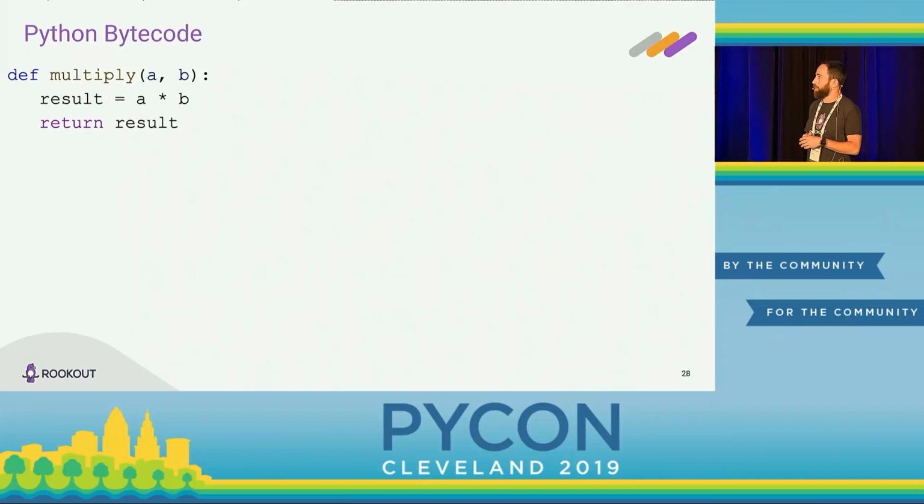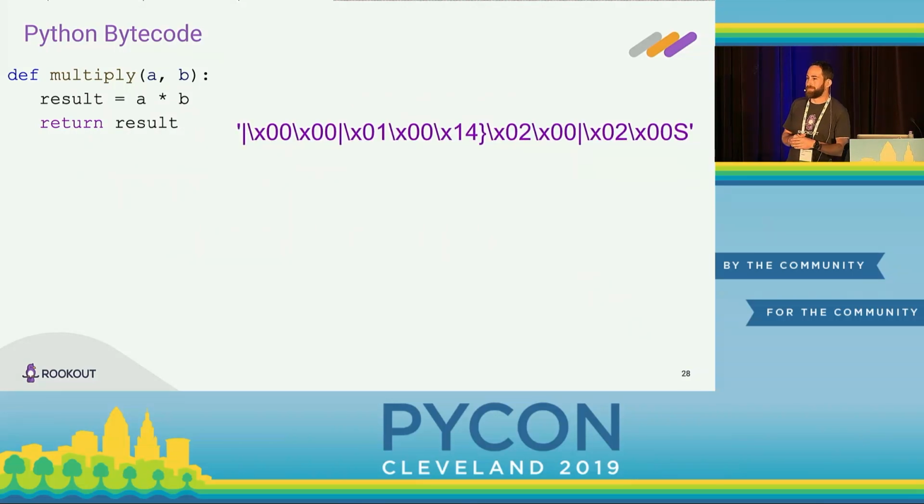Here is a very simple method. def multiply(a, b): result equals a times b, return result. Do any of you have any idea what the bytecode of that is going to look like? Oh, that's close. Yeah, that's exactly what he said. To be fair, that's exactly what he said, and even I can't read that.